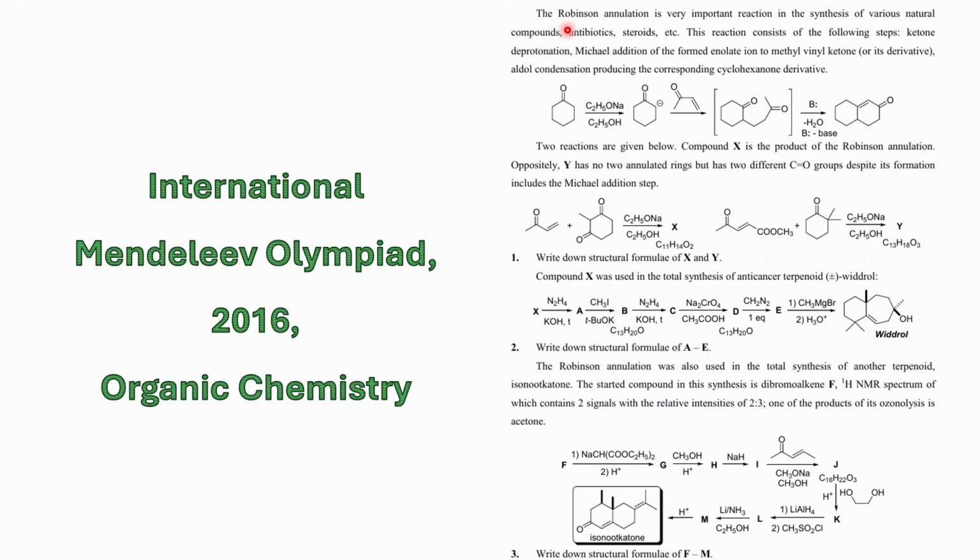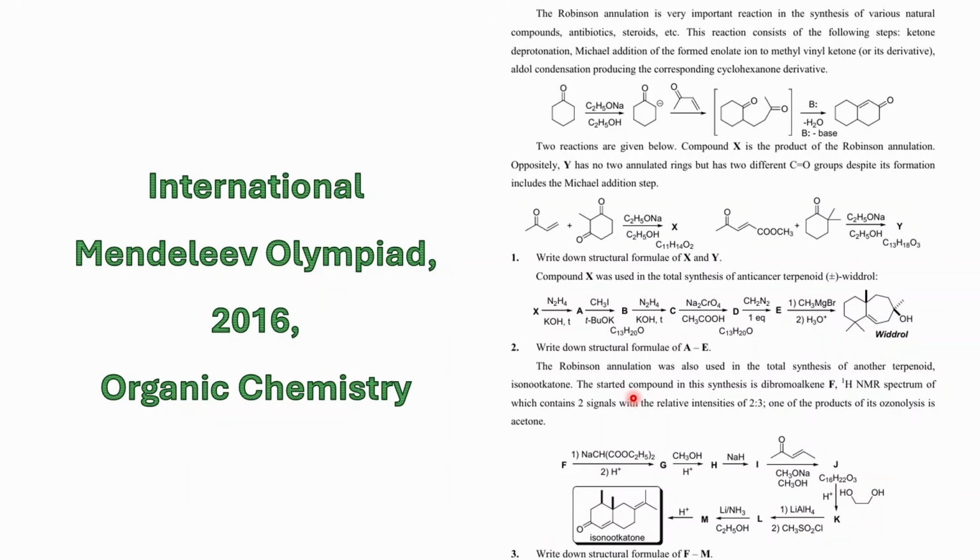So as you can see, they give information about Robinson annulation, they show some mechanism and some example from the starting materials to the product. Then they give information about ciphered compounds X and Y that belong to the first subproblem. Then there is a second subproblem and the third one with some preceding information. That's basically the whole problem.